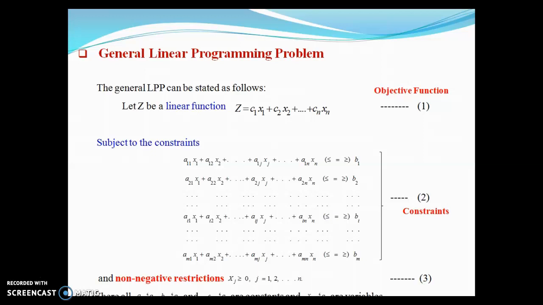For example, of the linear function, the crop yield will double if we double the use of fertilizer, or the profit will triple if we triple the production. Okay, so this is the example of a linear function. Then subject to constraint.